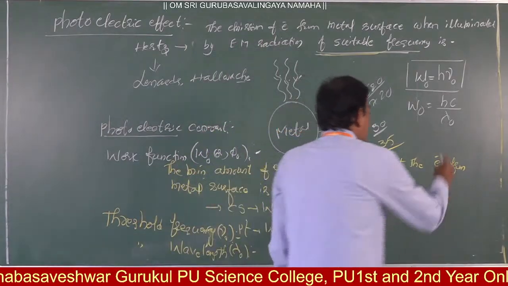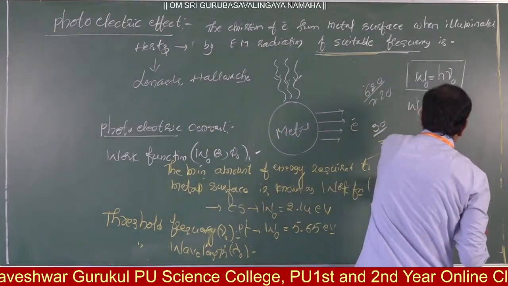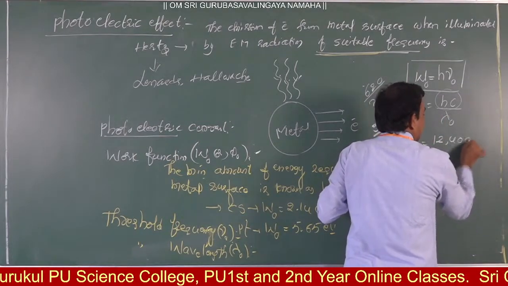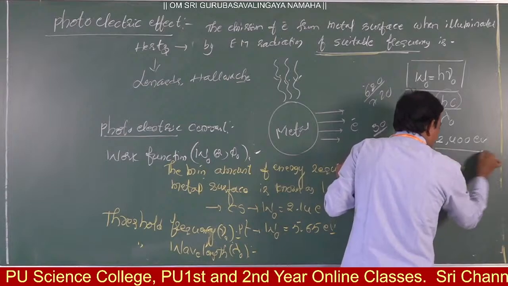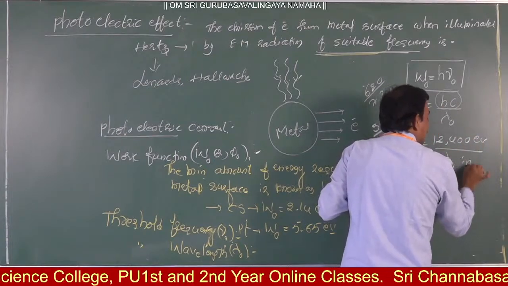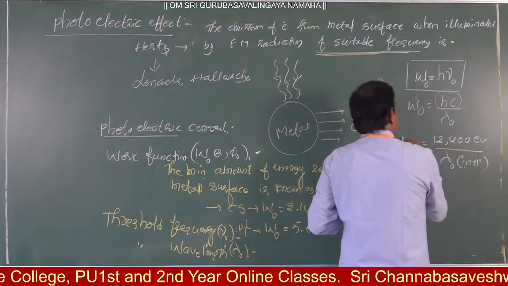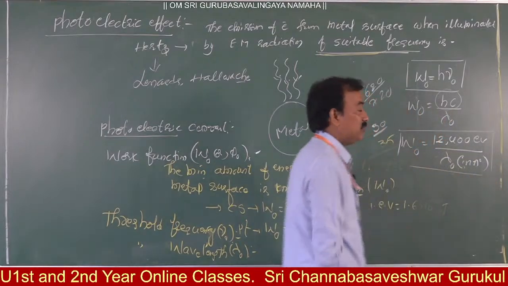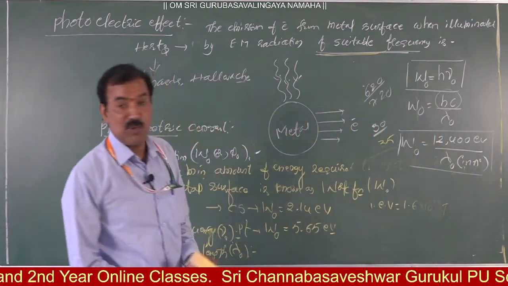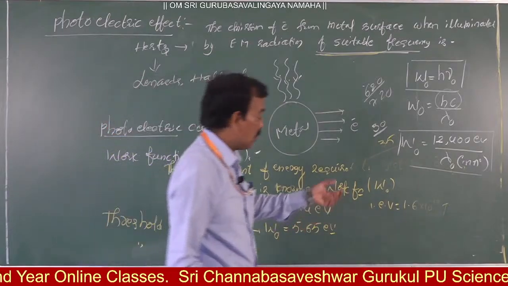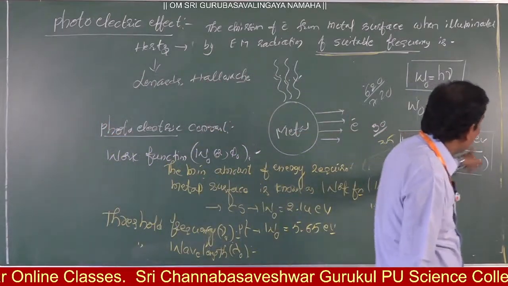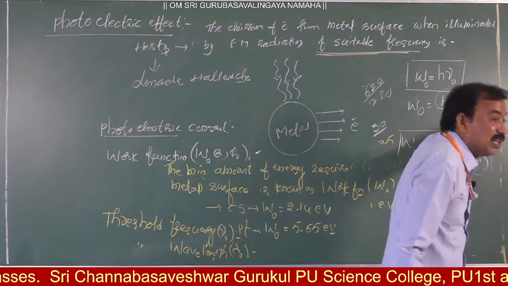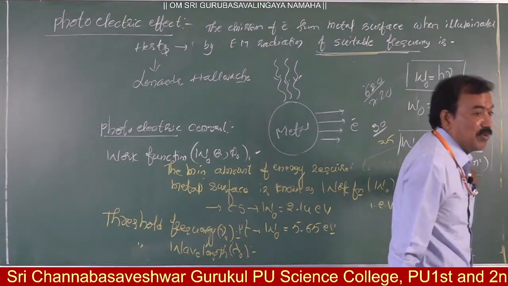By simplifying, this value is equal to 12,400. The unit is electron volt, and lambda must be in angstrom unit only, compulsory here. So in objective questions we have to use this equation directly. W naught is equal to 12,400 electron volt by lambda naught. But the condition is that W naught is in electron volt only, and lambda is in angstrom unit only.